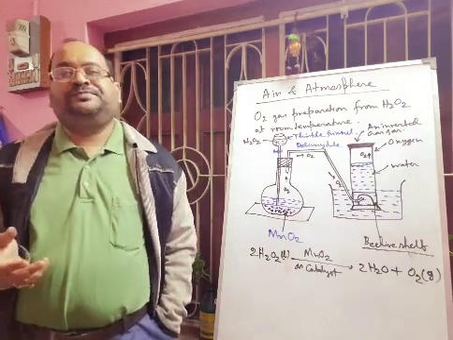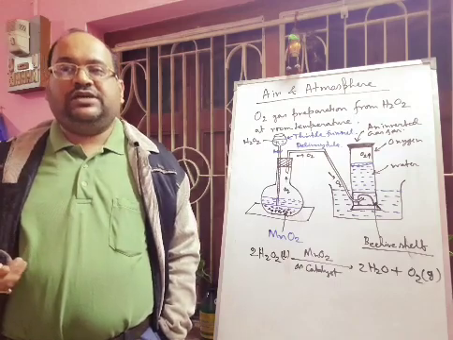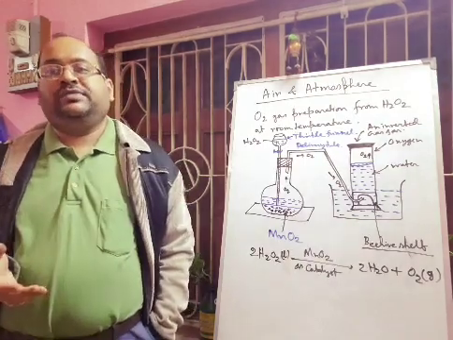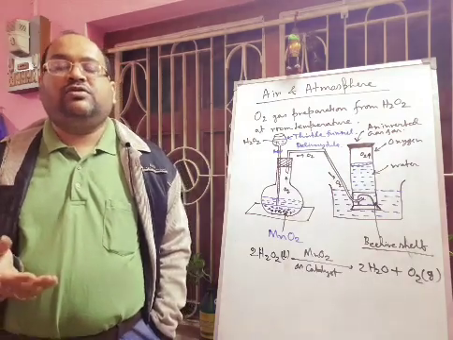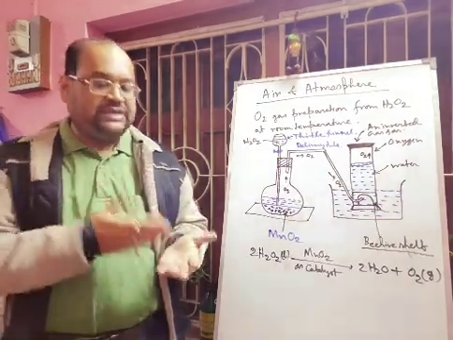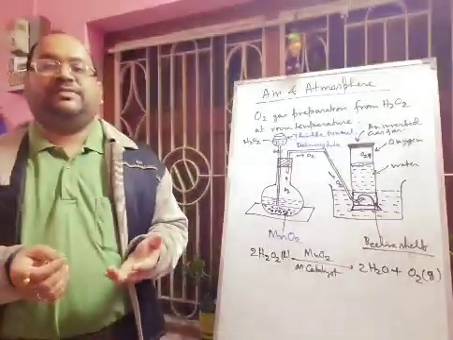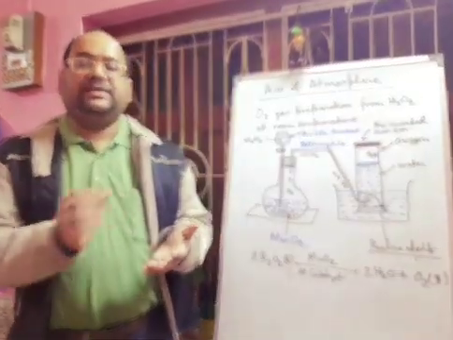But litmus paper or solution we can use as an indicator. If you want to know whether the solution is acidic or basic, if you take a blue litmus paper and it turns red, definitely it will be acidic.